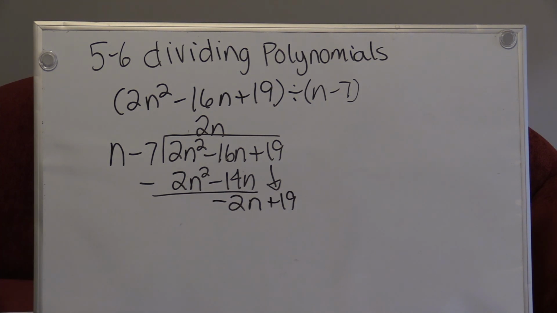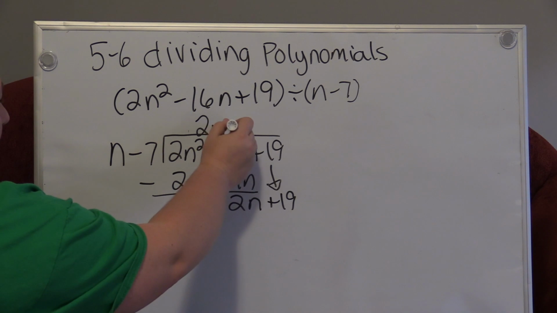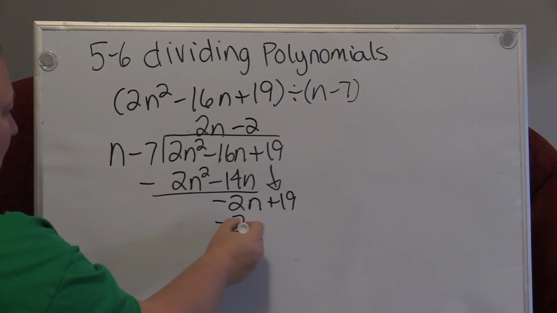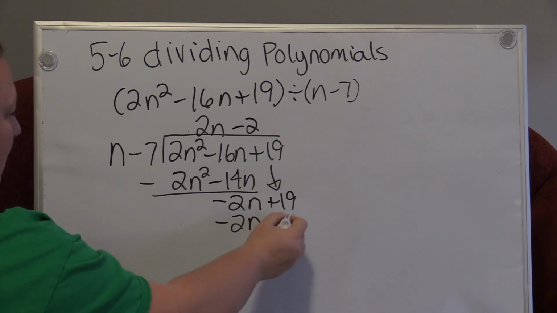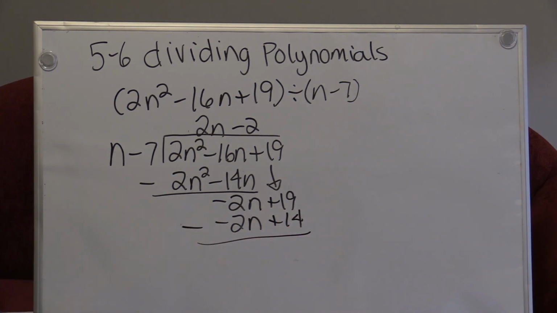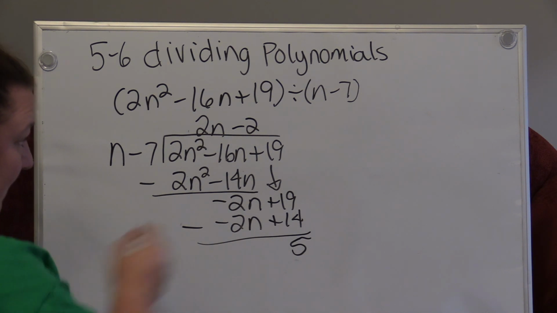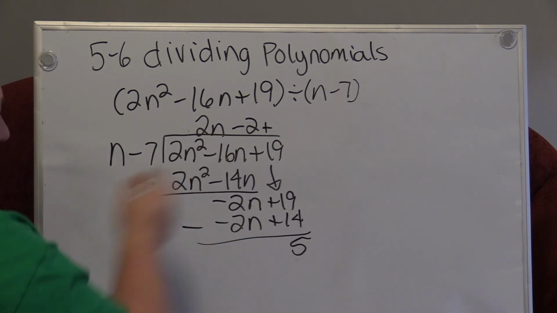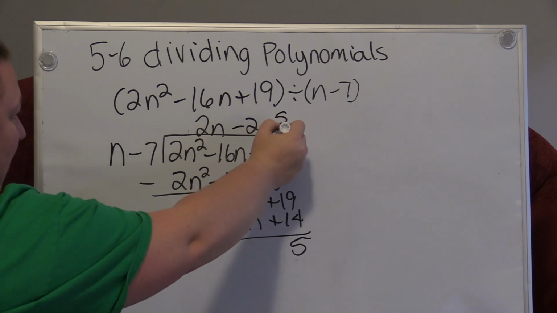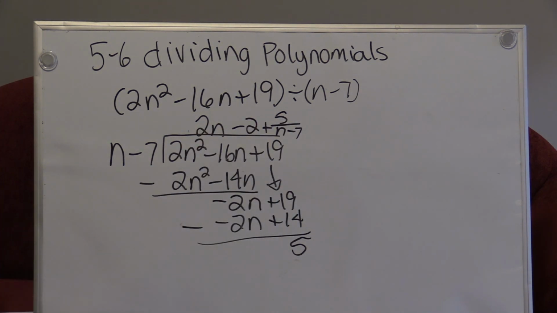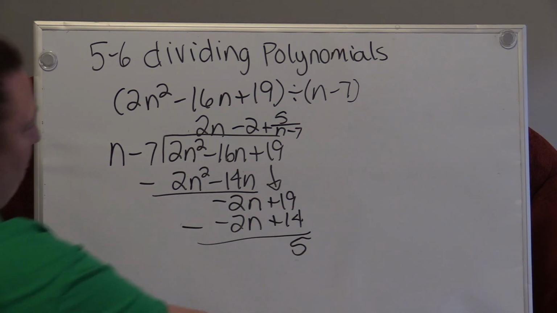And we divide again. N times what is negative 2n? Negative 2. Then we multiply. Negative 2n. And I get positive 14. We're going to subtract all that. And my n's disappear. And 19 minus 14 is 5. Because that's positive 5, we get a plus sign. And we write our remainder as a fraction. See how that works? That's fantastic. Now I'm going to try one more.